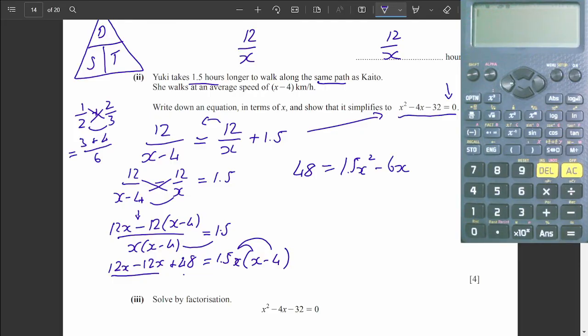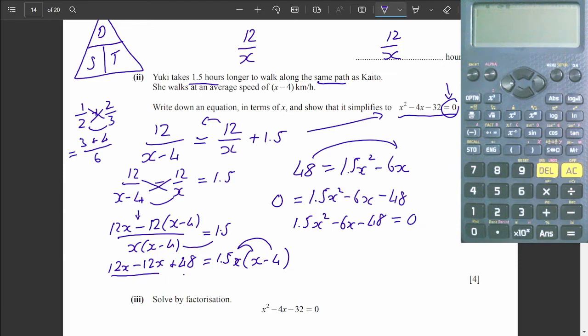Right, we need to have everything equal to 0. So I'm going to put the 0 just in the front. So leave 1.5x squared and 6x where it is, and move the 48 to the other side. Okay, we can swap that around if we want to. So 1.5x squared minus 6x minus 48 equals 0.